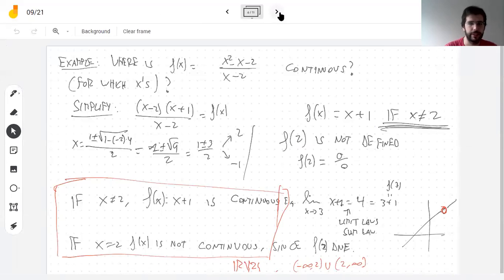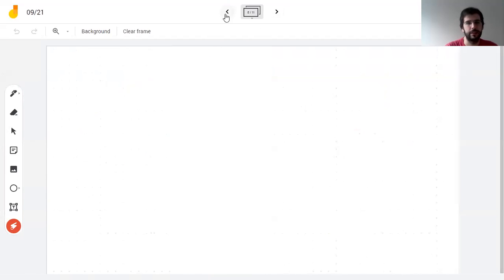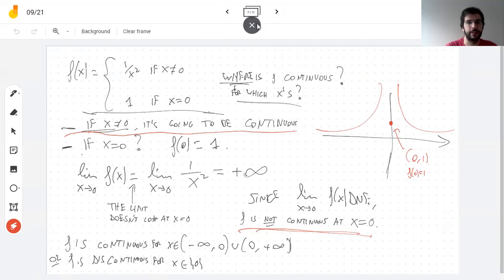So, for example, this function, well, it was continuous everywhere except for 2, and at 2, the denominator vanished. So that wasn't even in the domain. This function, well, it was also defined in 2 pieces, which is a bad sign, and at 0, the denominator vanished. So again, something bad was happening. That was all the examples from yesterday.